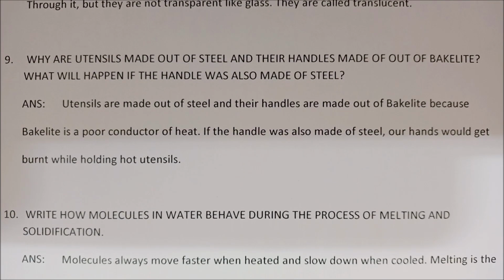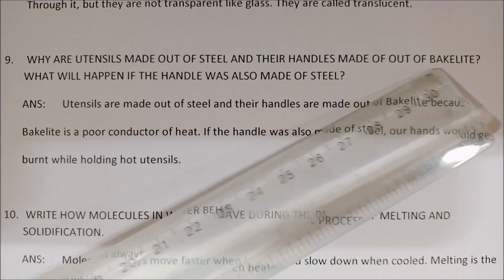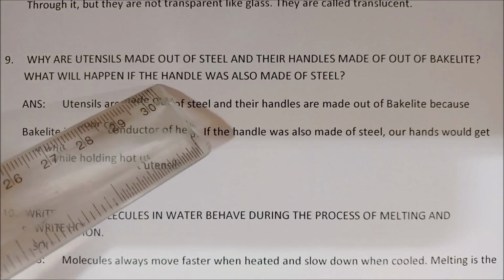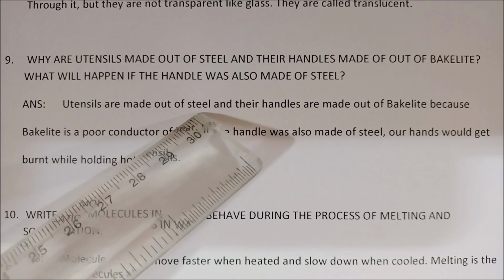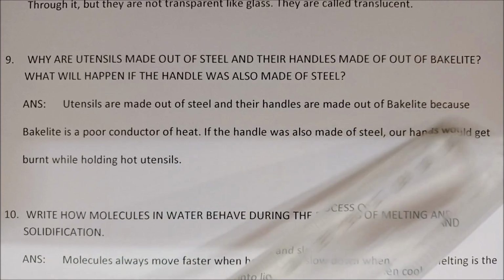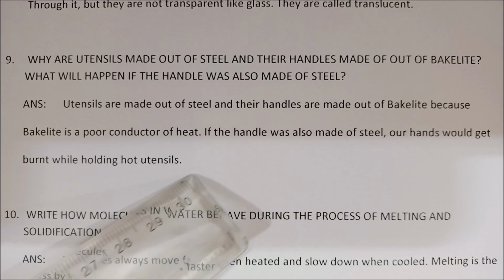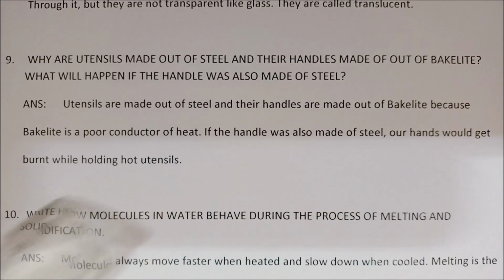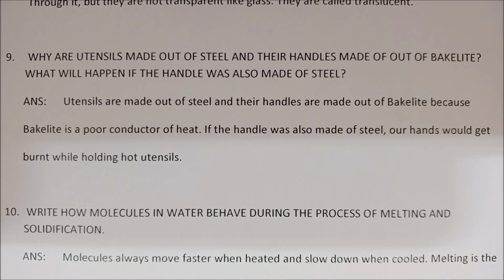Your next question, question number 9. Why are utensils made out of steel and their handles made out of bakelite? What will happen if the handle was also made of steel? Answer: utensils are made out of steel and their handles are made out of bakelite because bakelite is a poor conductor of heat. If the handle was also made of steel, our hands would get burnt while holding hot utensils. So children, is it clear? If the utensil is very hot, what happens? Steel is a good conductor of heat, so suddenly your hands will feel burnt while holding the hot utensils.